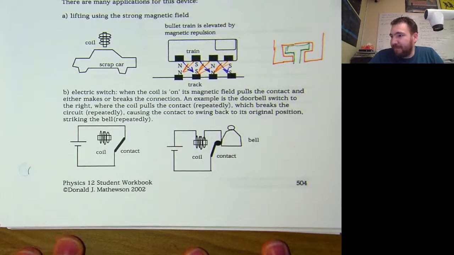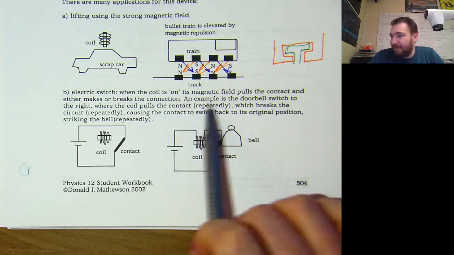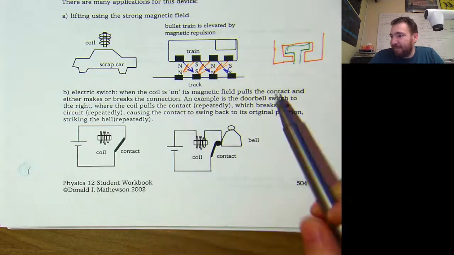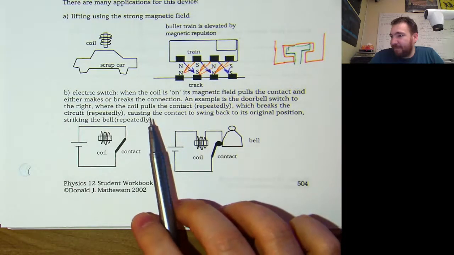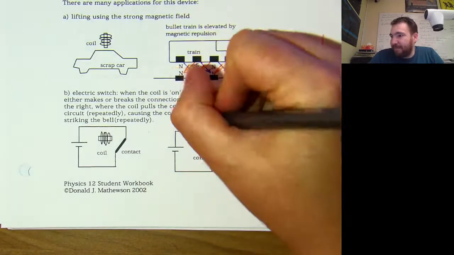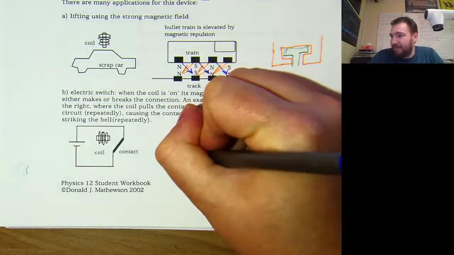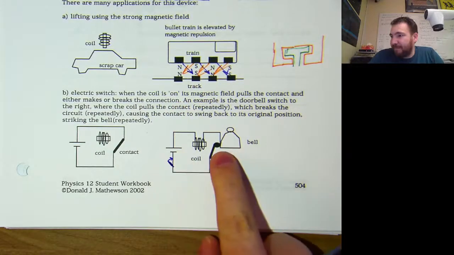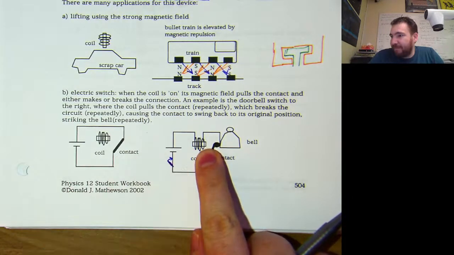Old school doorbells work the exact same way. An electric switch, when the coil is on, its magnetic field pulls the contact and either makes or breaks a connection. An example is a doorbell switch to the right. This guy here. If you have your doorbell switch here, when I close it, I push the switch. This coil pulls this contact back. As soon as I let go of the switch, it breaks the circuit, the magnetic field stops, ding.